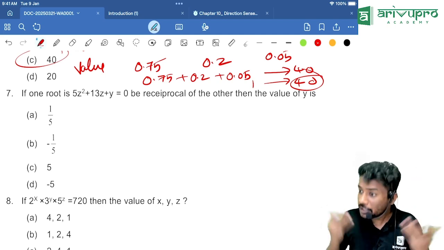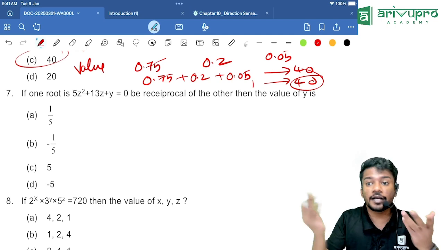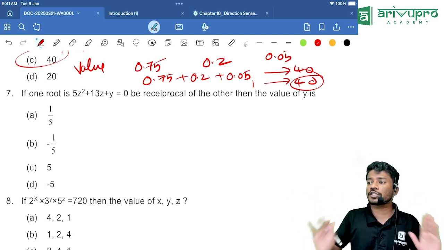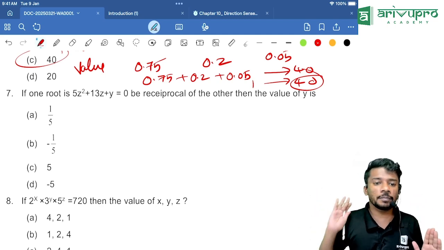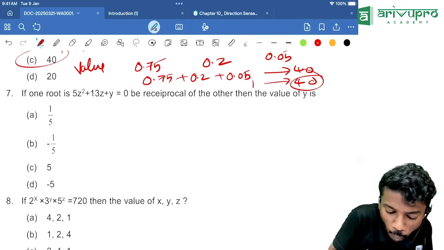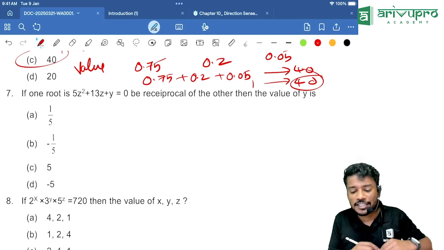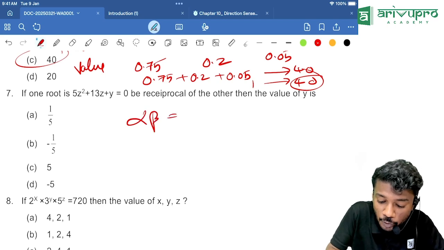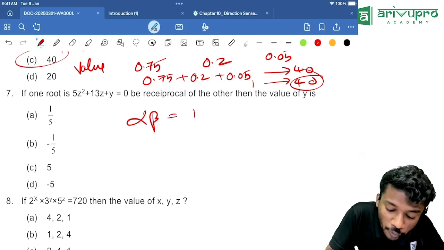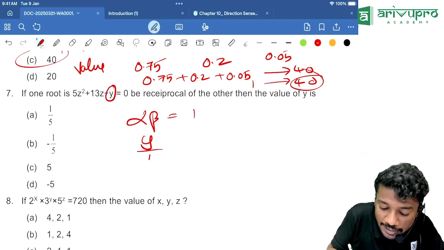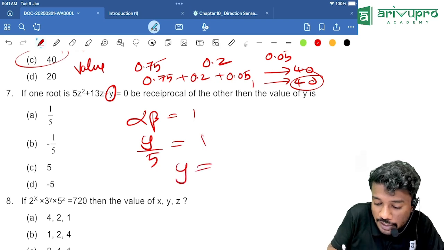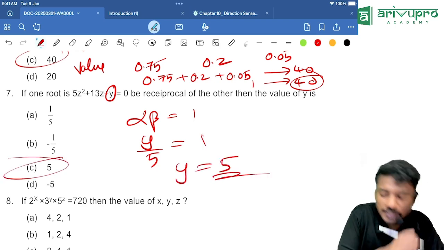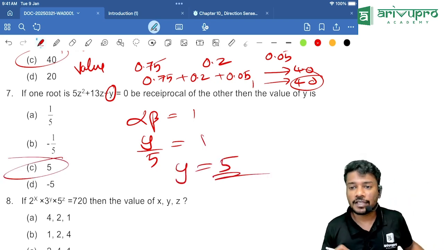Steps, try to learn by heart if you want. I'm not recommending it. If you want, solve this 1000 question. I'm telling you, you will pass. Then, one root of this is reciprocal of the other. What does that mean? Reciprocal means alpha beta is equal to 1. According to the question, the product is how much? Y divided by 5 is equal to 1. Y is equal to 5. Answer is option C. Easier?